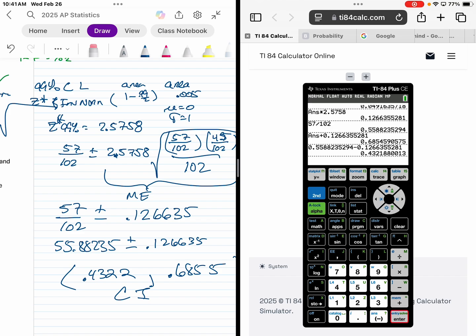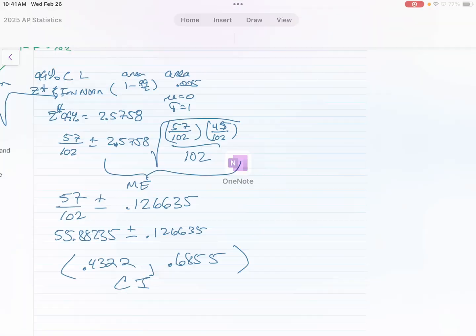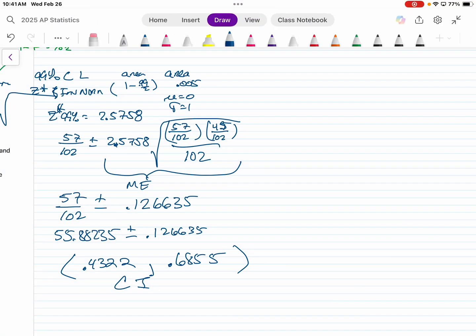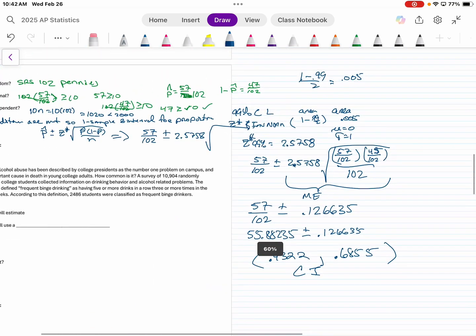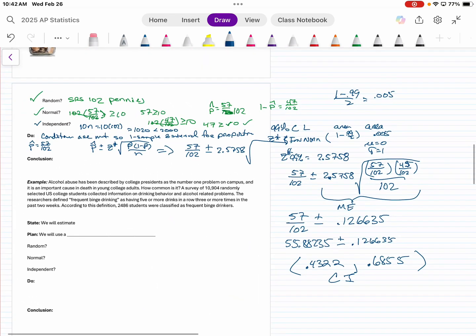Now I will show you an easier way to do this with the calculator. The challenge: sometimes on our multiple choice, all we have to do is have the correct setup. So we have to make sure we can show the correct setup of the formulas at different stages as we're doing things. So now we're ready for the interpretation.